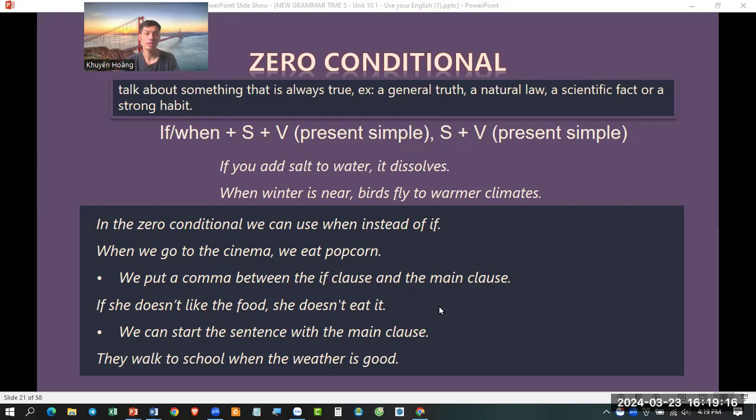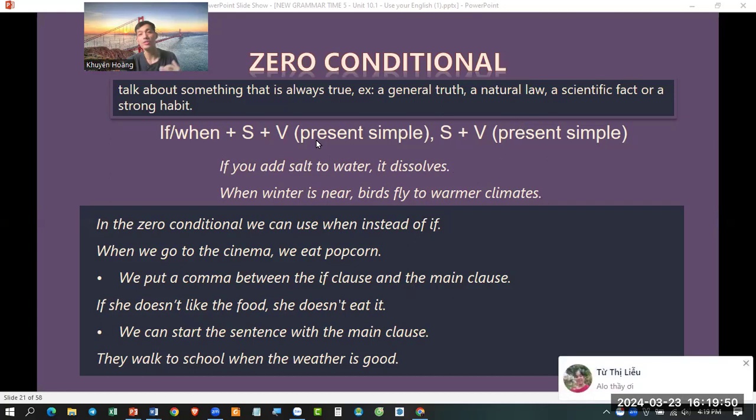Okay, so you are going to read out loud from here. Talk about something that is always true. An example: a general truth, a natural law, a scientific fact, or a strong habit. That's the zero conditional usage. Let's read it out loud.